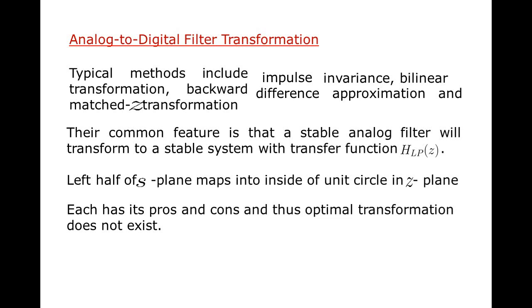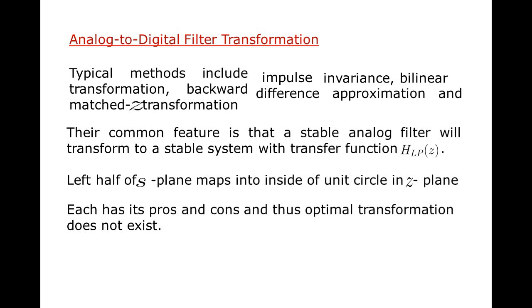Their common feature is that a stable analog filter will transform to a stable system with transfer function HLP of Z. The left half of the S plane maps into the inside of the unit circle in the Z plane. Because you know that poles lying on the left half of the S plane are stable, they should be mapped inside the unit circle in the Z plane. Each has its pros and cons, advantages and disadvantages, and thus an optimal transformation does not exist. So we have to study the different techniques.